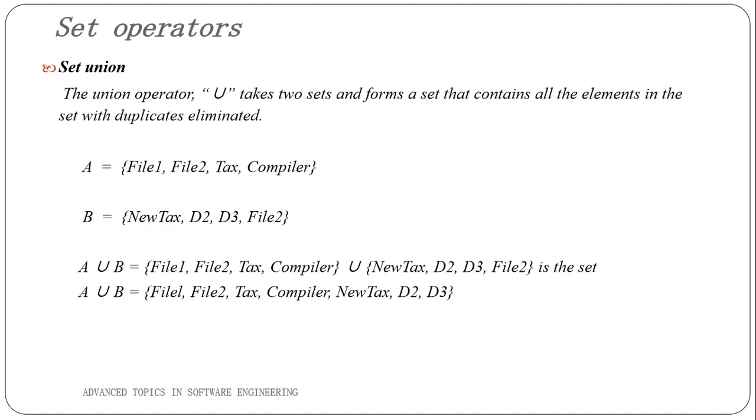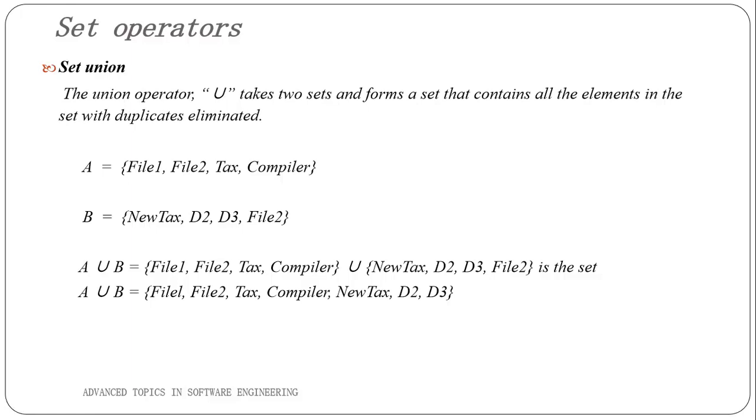For the set operators, all these operators will be used in your formal methods when we define the formal methods. First is set union. The union operator takes two sets and forms a set that contains all the elements in the sets, with duplicates eliminated. For example, here we have taken two sets, one is A, second is B.